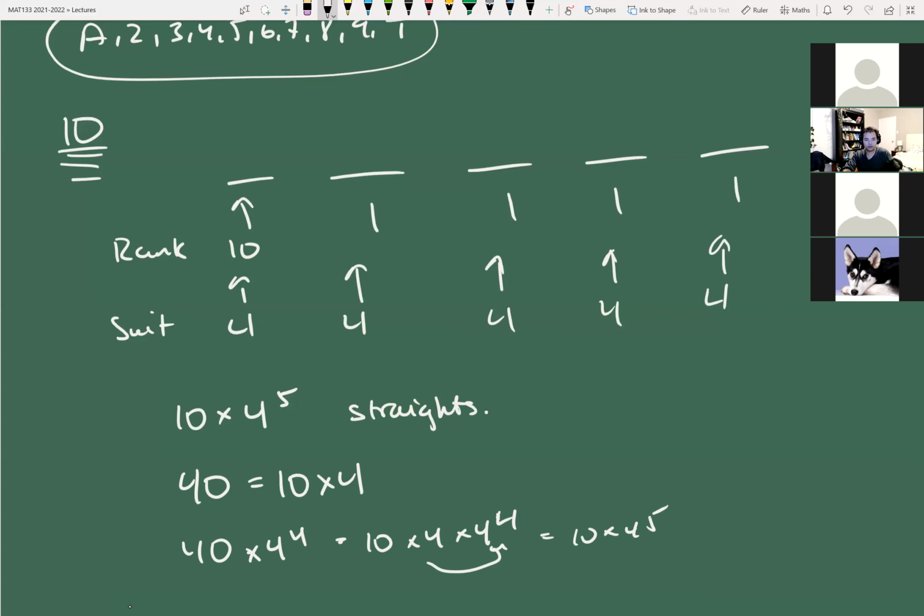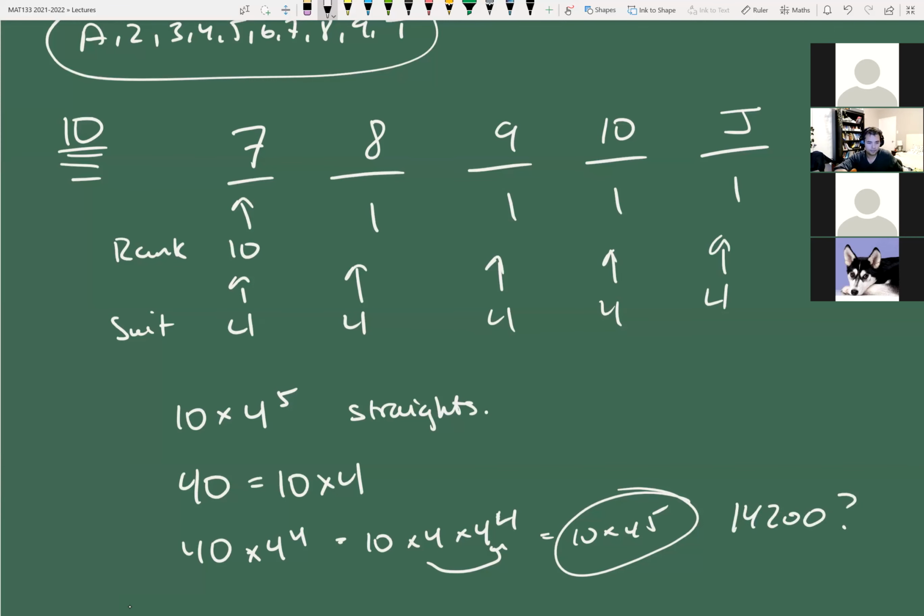So the other ranks are fixed though, right? If I say this is a 7, this has to be an 8, a 9, a 10, and a jack. So once you specify what the first rank is, the other ones are fixed. That's why there are so few straights. Like really, this number is not very big. What is 4 to the power of 5? It's 4 times 16 squared. 16 squared is 256, so times 4 is 1,024. So 10 times that is 10,240.